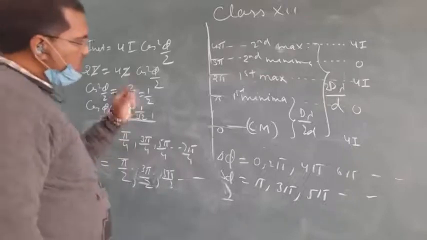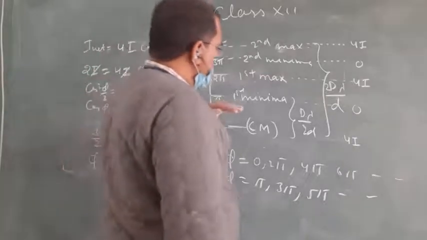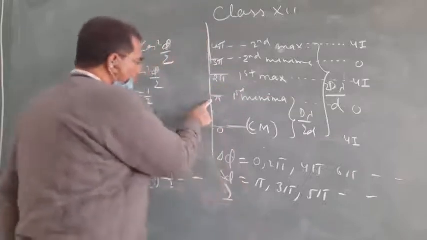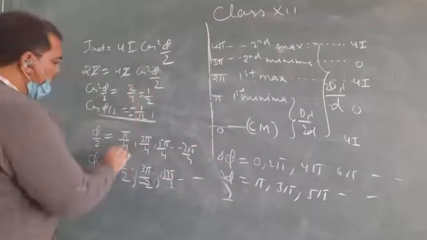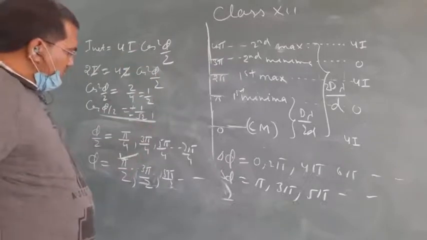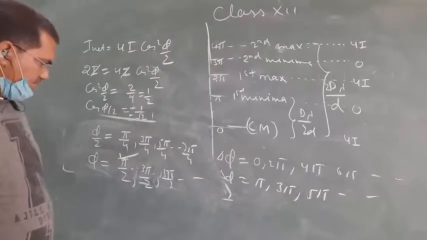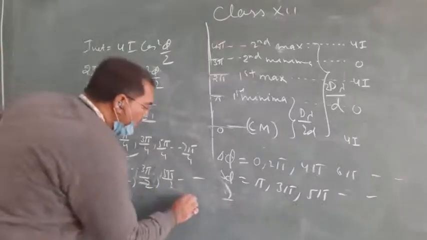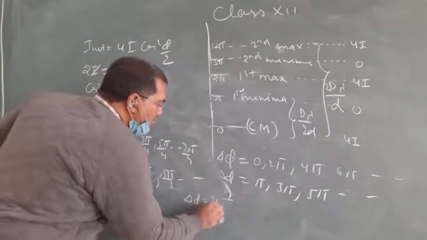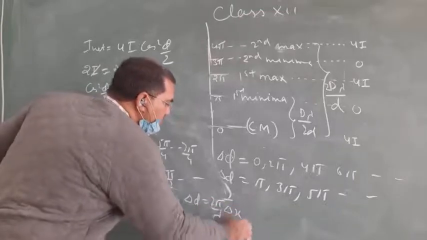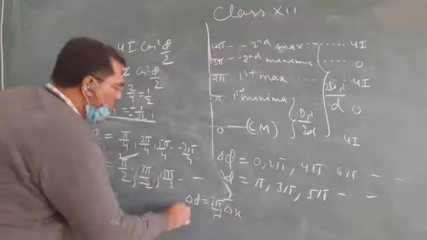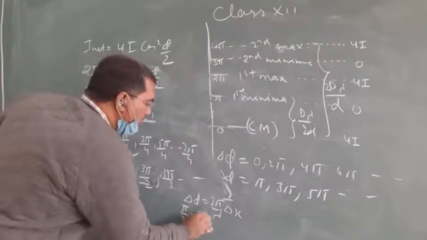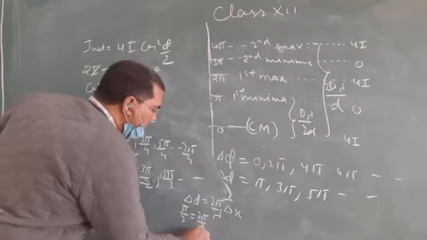So our solution is the 50% between central maxima and first minima, that is the 0 to pi region, which is this one. Okay? And this one. So delta phi equals 2 pi by lambda into delta x. Delta phi equals pi by 2, equals 2 pi by lambda into delta x.